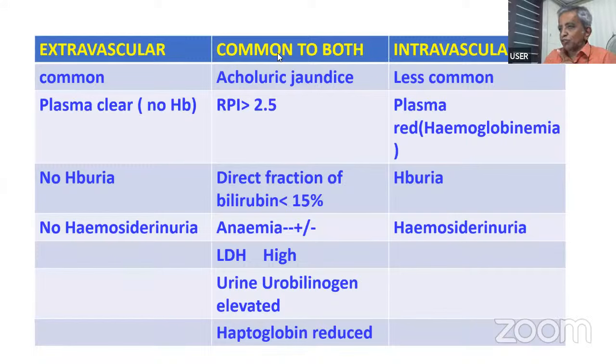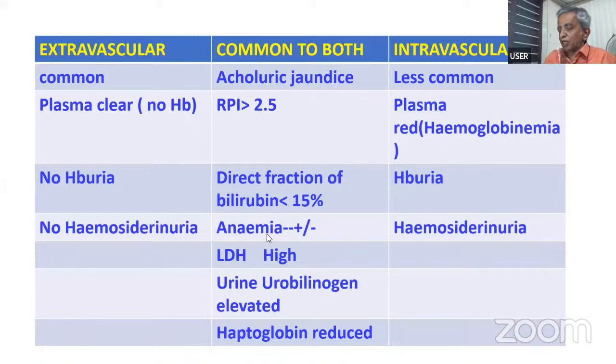Both of them will produce acholuric jaundice. We already referred to the term acholuric jaundice, which means no bile pigment in the urine. Then the reticulocyte production index will be more than 2.5, whether it is intravascular or extravascular. Direct fraction will be less than 15% of the total bilirubin, indicating that it is an indirect hyperbilirubinemia. And of course, there will be anemia.